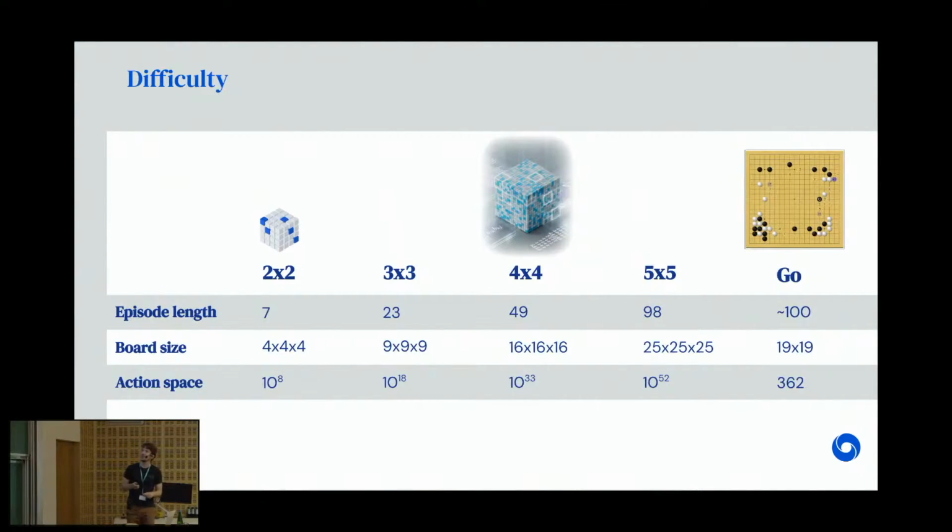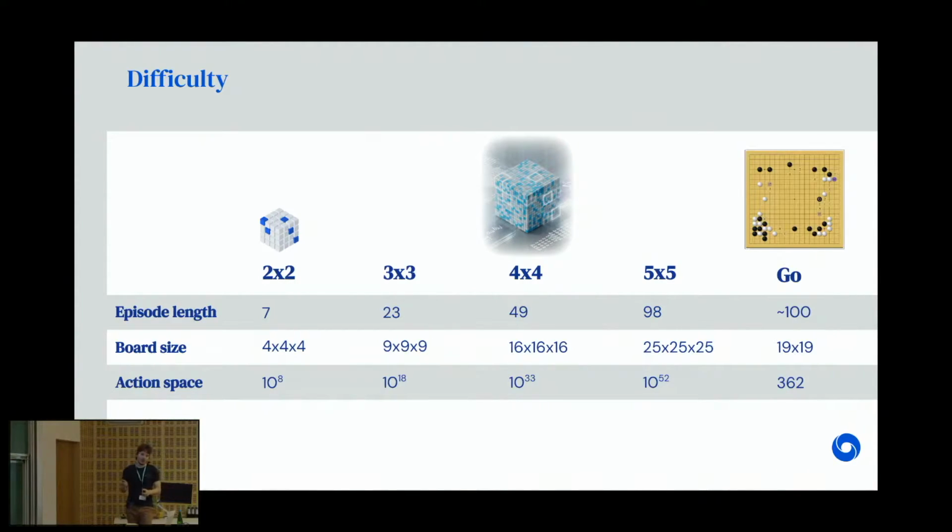And the reason is as follows. Here I show the comparison of different variants of this game for discovering algorithms for multiplying 2x2 matrices, 3x3, 4x4, 5x5, and the comparison to the game of Go itself. Now, in terms of the episode length, so how many steps there are inside one game, the tensor decomposition game is actually not more difficult, the games are even shorter, but it's much, much harder in two other aspects. One is the size of the game board.